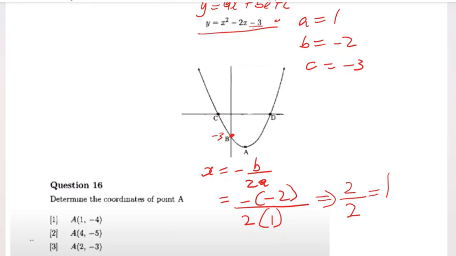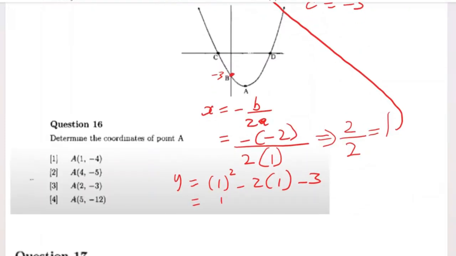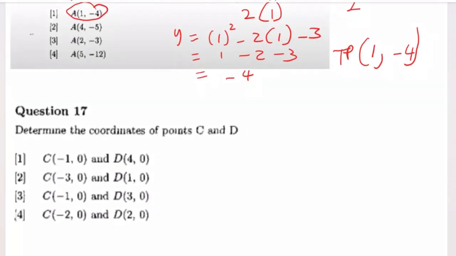Okay, same procedure. How do I find the y coordinate? I need to take this one and substitute it into my equation. So my y is equal to, my x is 1. You've got 1 to the power 2 minus 2 into 1 minus 3. Okay, this is equal to 1 minus 2 minus 3. So this is simply equal to, is it minus 4? 3, 4, 5 is minus 4. So my TP is 1 comma minus 4, which is simply equal to this one. So you can see how you calculate the turning point. The process is almost the same.